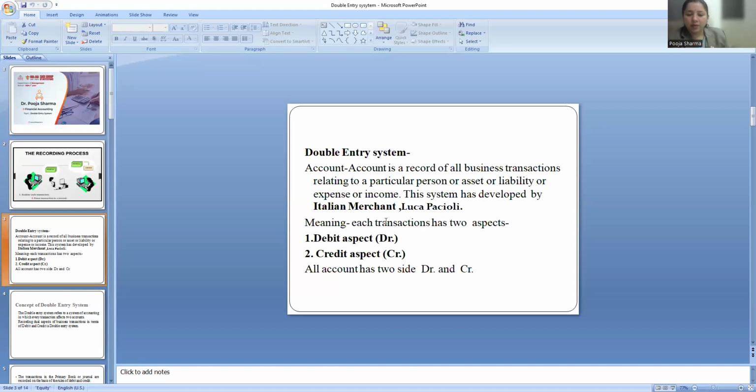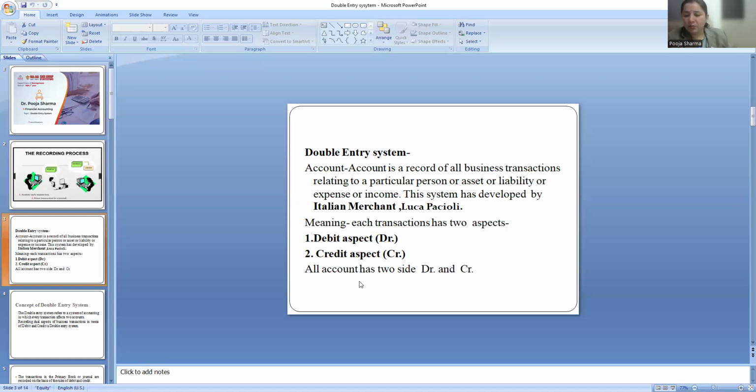It means every transaction has two aspects. In my previous video, I have already explained the transaction. Transactions mean all the monetary and financial activities. So there are two aspects of the transaction: the first is the debit aspect and the second is the credit aspect. It means every account has two sides: the debit side and the credit side.